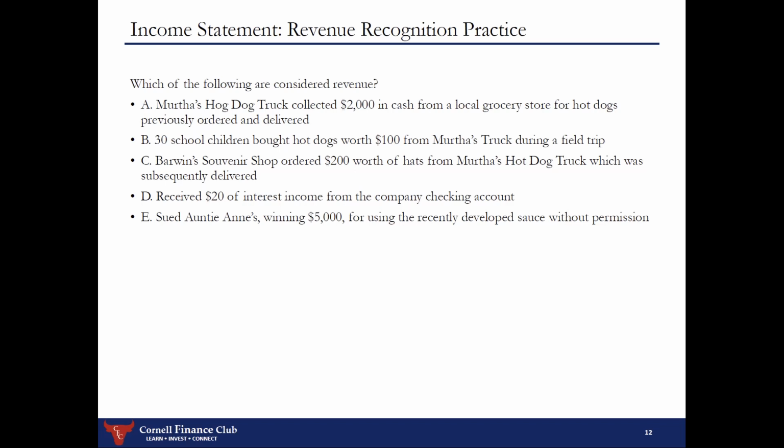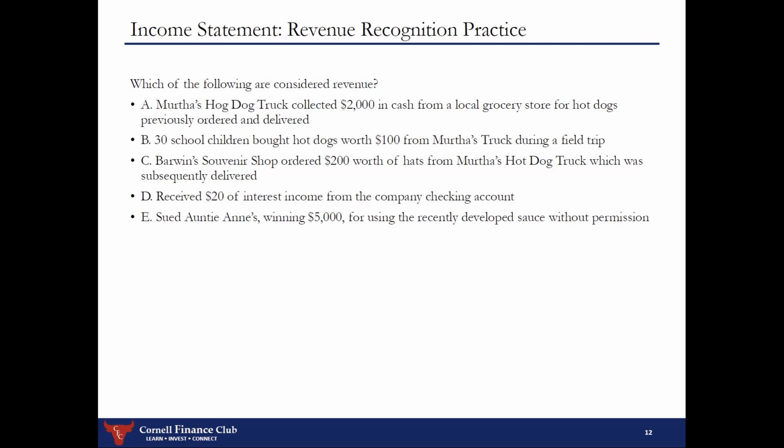B, 30 school children bought hot dogs worth $100 from Murta's truck during a field trip. So this would be considered revenue because the children bought hot dogs for $100 during a field trip. So this is a direct sales activity. C, Barwin's souvenir shop ordered $200 worth of hats from Murta's hot dog truck, which was subsequently delivered. So again, this is the definition of revenue. They are ordered, so payment is reasonably assured, and then Murta delivers the hot dogs or the hats, which means that they delivered it, which means the transaction was completed, and thus it is recognized as revenue.